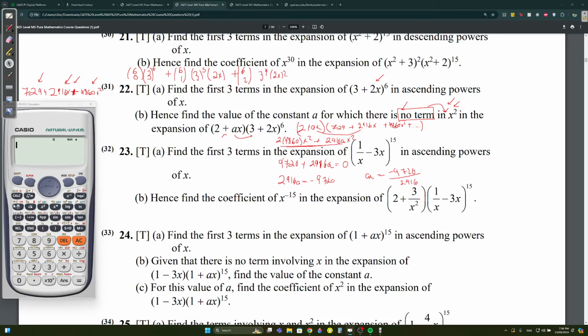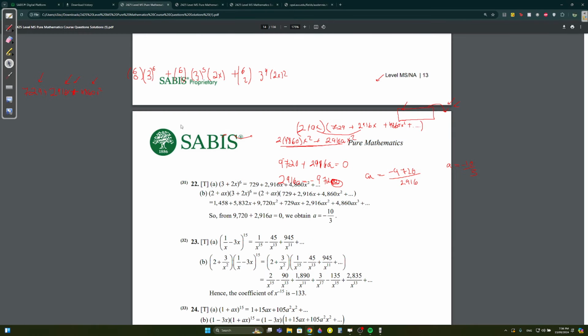So it's going to be minus 9720 over 2916, which is minus 10 over 3. Oh no, this is 0. What am I doing? a equals minus 10 over 3. Okay, yeah.